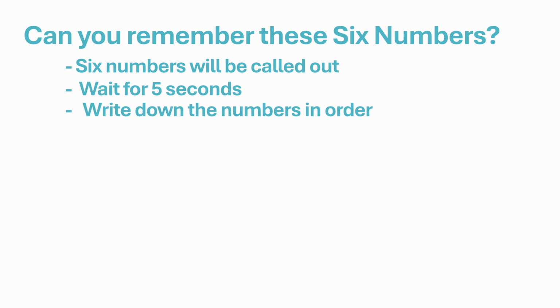Okay, remember when I said that most students have between 4 to 6 or 4 to 7 spaces? What I'm going to do now is repeat the same task, but I'm going to call out 6 numbers. After the 6 numbers have been called out, I'm going to wait for 5 seconds, and then I'm going to ask you to write them down in order. Are we ready? Okay, let's go.